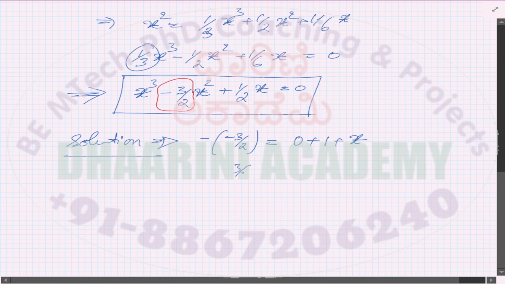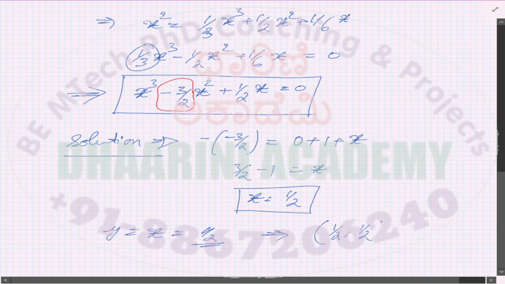Okay, no problem. So this is 3 by 2 minus 1 is equal to x. So my third root becomes equal to half. You see? Straightforward. So I know this. Since this is present on the y equal to x curve, that y is also half. y equal to x line, correct? So y equal to this means the coordinate of the point is 1 by 2 comma 1 by 2.